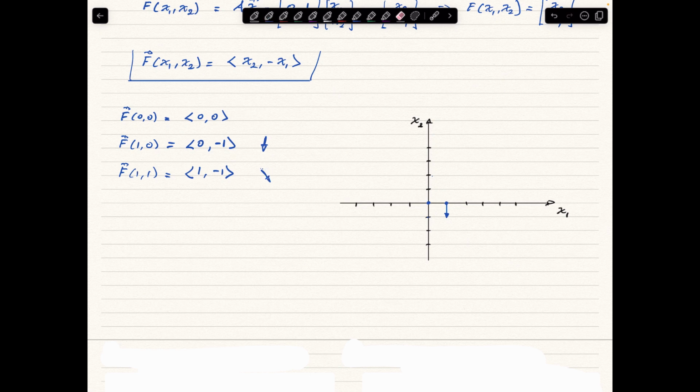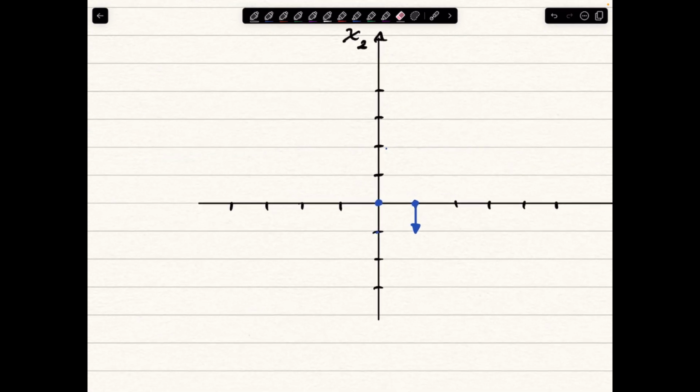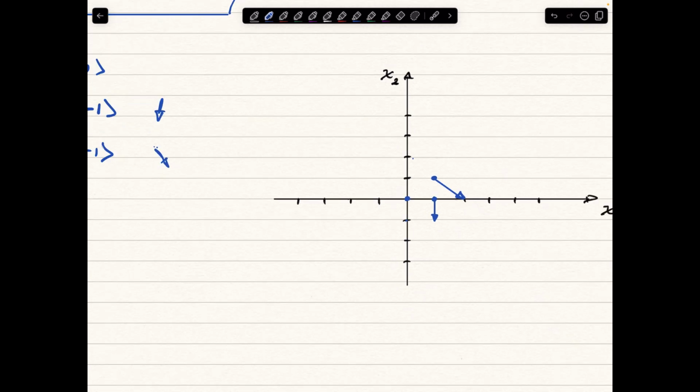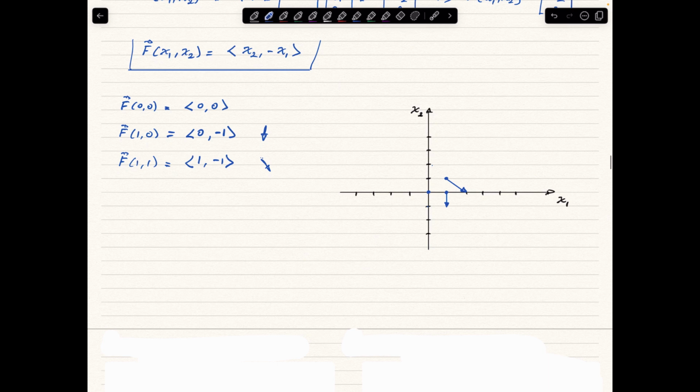And this is at the point 1, 1. So what is the point 1, 1? It is right there. And then it has component 1 positive and then 1 negative. So it's this vector here, a vector like this, more or less. That's interesting. Then let's keep going.